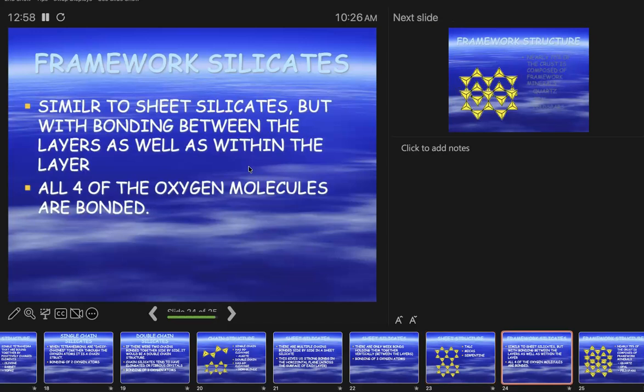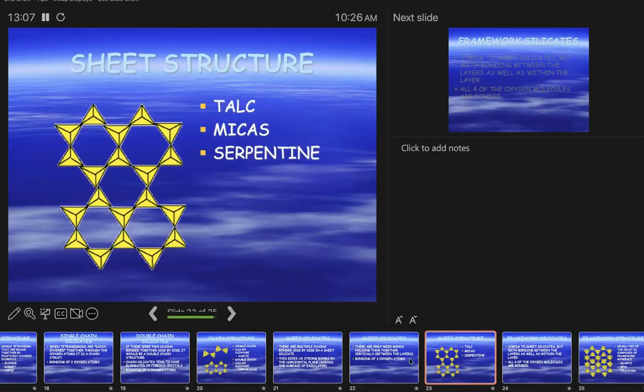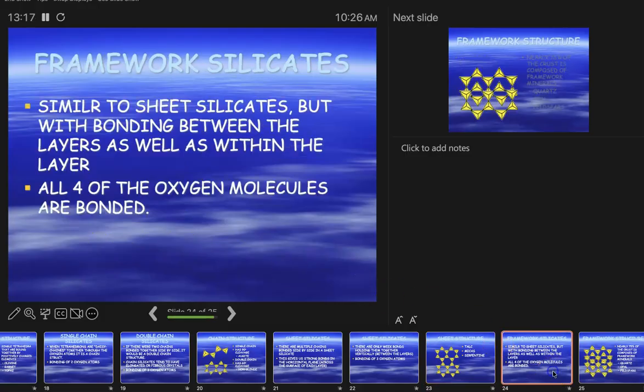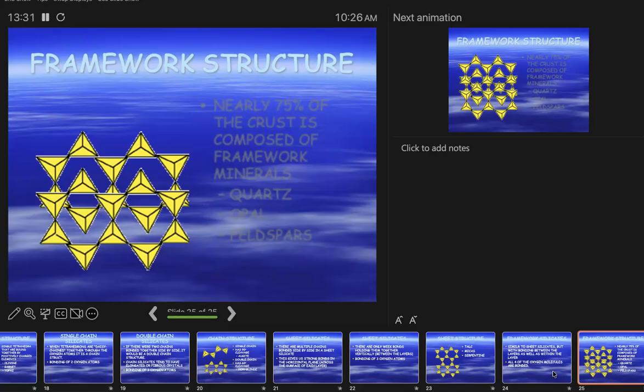Last but not least, we got the frameworks. So you take that sheet structure, and instead of just these guys bonding all the way across here, you've only got one oxygen left. And it's the tops of these pyramids, right? So now we're getting rid of that little static bond between the layers and replacing that with an honest-to-goodness bond.